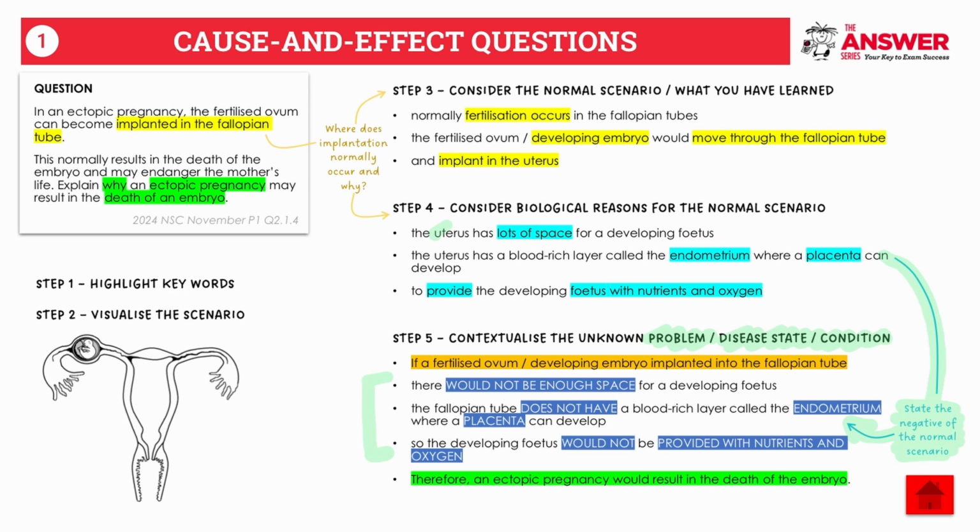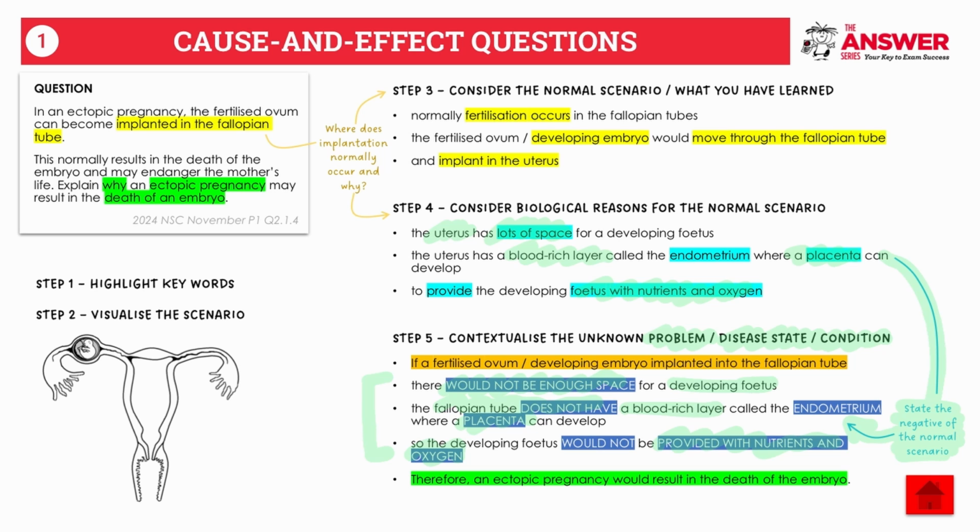If the uterus is where it usually implants because there's a lot of space, then obviously there would not be enough space in the fallopian tube for the developing fetus. If the uterus has a rich blood supply where the placenta can develop and provide the fetus with nutrients and oxygen, then that would not be true of the fallopian tube. It does not have a blood-rich layer, and therefore the placenta can't develop there, and the developing fetus would not be provided with nutrients and oxygen in order to survive.